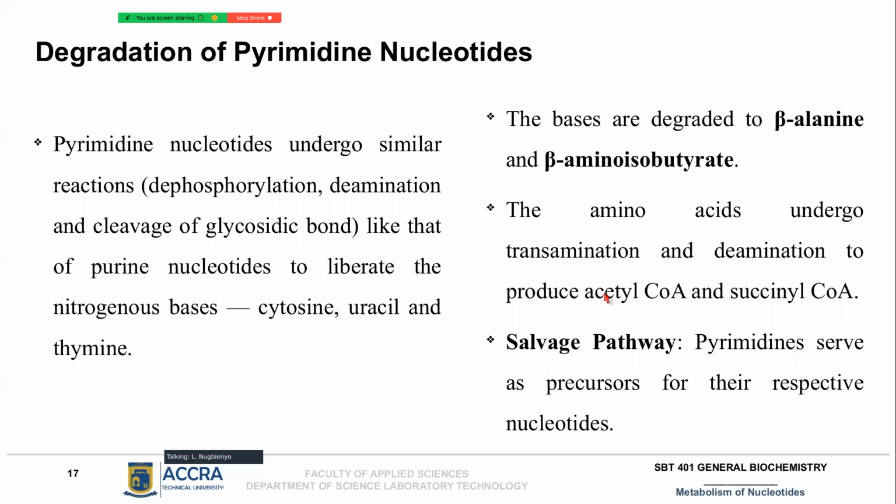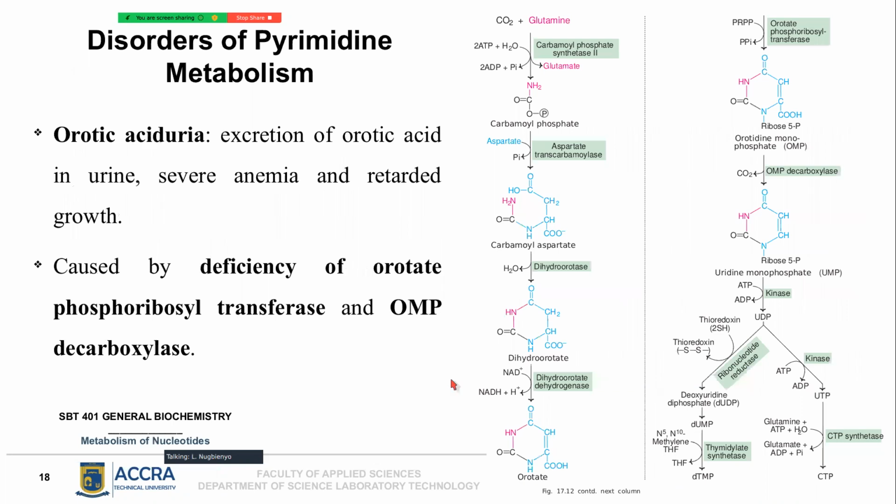And that carbon skeleton then goes into the formation of what? Acetyl-CoA, which will then go into the TCA cycle, or succinyl-CoA, which will also go into the TCA cycle to generate energy. Or you have a salvage pathway, just as we saw with purines, where the pyrimidines are recycled as precursors so that they will now form their respective nucleotides just by binding onto a phospholipase. And then once they bind to this phospholipase, they become what? A pyrimidine as the salvage pathway.